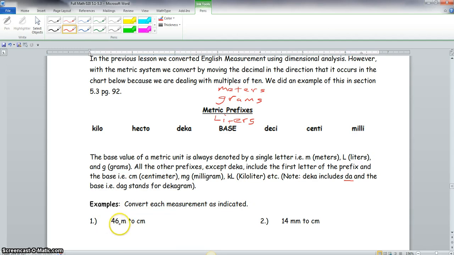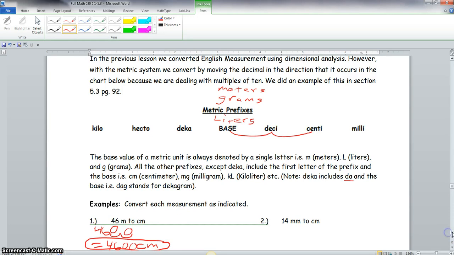Now it says here, examples, convert each measurement as indicated. We have 46 meters to centimeters. Okay, now meters is our base. Now we want to go from our base to centi. So we look here, we move two places to the right. So we'll move this decimal 2 places to the right. And we know that the decimal behind this 46 is at the end. So we'll move that 2 places to the right, and we will add zeros here. So our final answer here will be 4,600 centimeters.